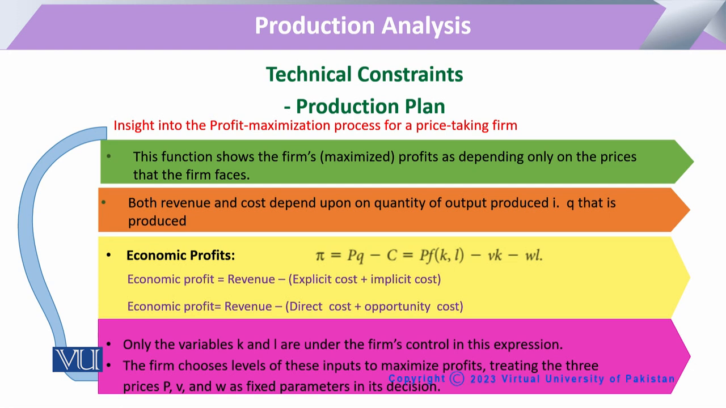his hand, that is capital and the labor. So for the economic profit, the entrepreneur has to decide only and only through the two variables, that is the capital and labor, and through his management skill or the production planning, that how much he is going to produce and how much amount he has to produce.